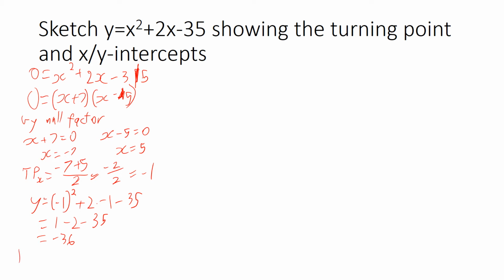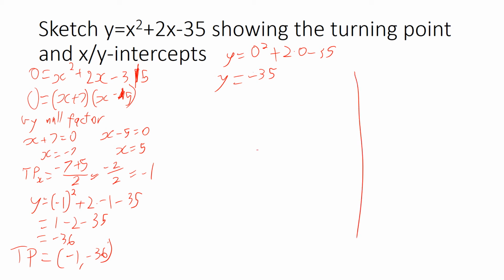So our turning point is at -1, -36 overall. Next thing we need to find, and it's a bit easier, is the y-intercept. So the y-intercept happens when x is 0. So let's just substitute x is 0 into our original equation and see what we get. Well, we'll get 0 squared plus 2 times 0 minus 35, which is just going to end up giving us -35. So this is our y-intercept, y equals -35.